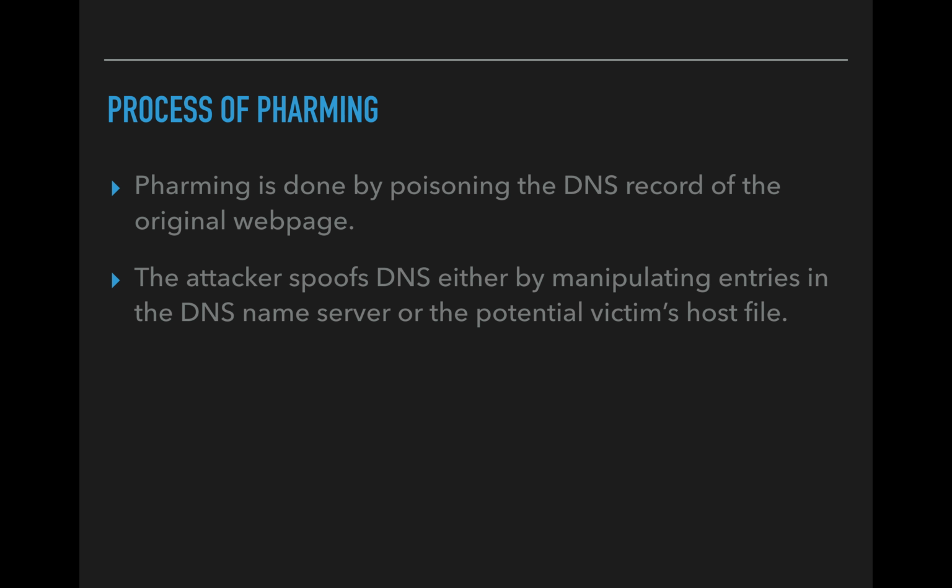And the process of pharming, as I said, is mainly based on poisoning of the DNS record. Now this DNS record may be stored either in the DNS name servers or also in the potential victim's host file. And from either of the methods, whether you poison the DNS name server or the host file, the result will be the same. That is, the DNS name will map to another IP address, that is the malicious one.